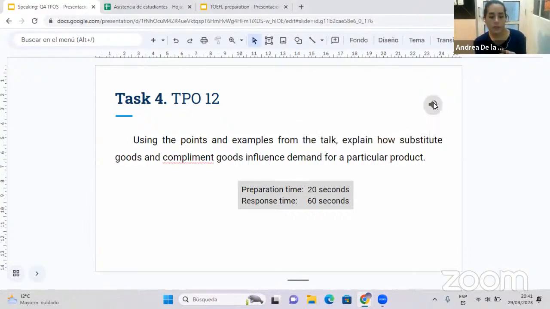Okay, the question is, using points and examples from the talk, explain how substitute goods and complement goods influence demand for a particular product. We'll now have 20 seconds to prepare your response.